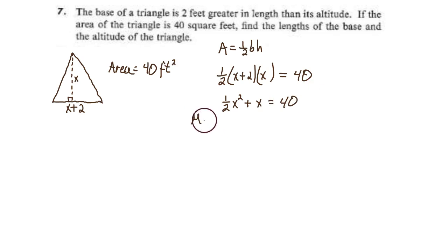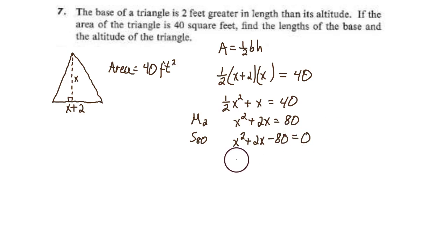Now I'm going to multiply all terms by 2 to remove the fraction. I don't have to do that, but I'm more comfortable when I don't have any fractions in the problem. Now let's subtract 80 from both sides to get it equal to 0. And factor.